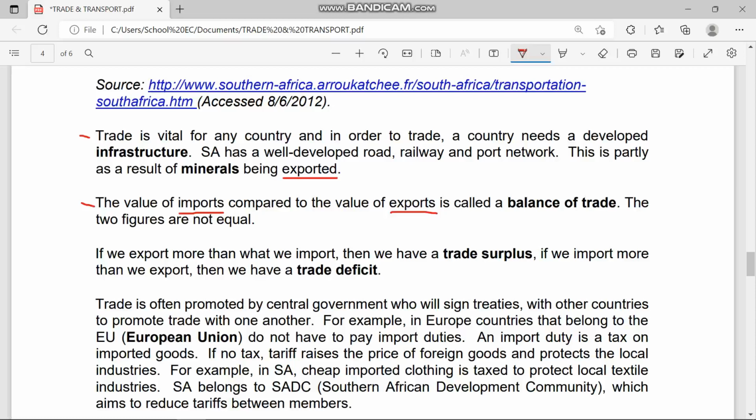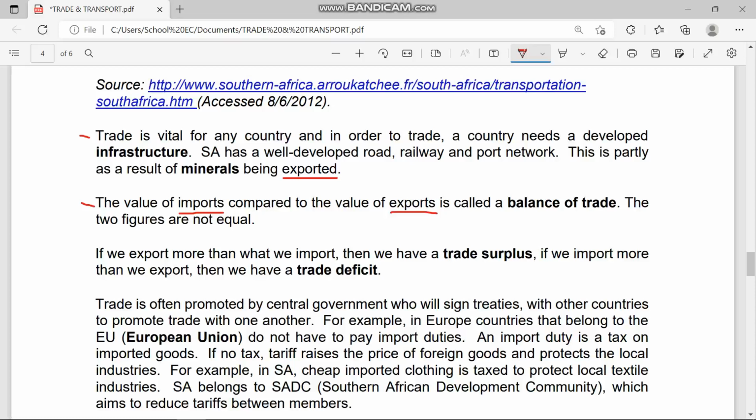Exports are the goods and services that we send or sell to other countries, and imports are the ones that we take from other countries. If we take more goods from other countries than we are exporting, that's a negative balance of trade.